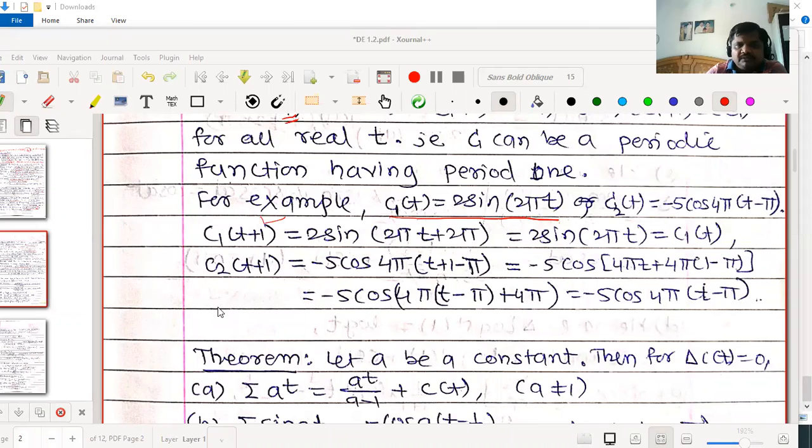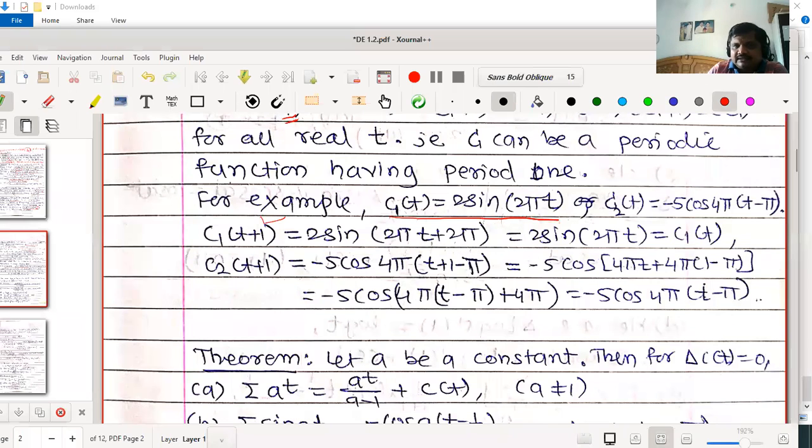C1(t+1) क्या आएगा? 2 sine. Here t is replaced by t plus 1. If I replace t by t plus 1, what you will get? 2 pi into t plus 1, that is 2 pi t plus 2 pi. So 2 sine of (2 pi t plus 2 pi).